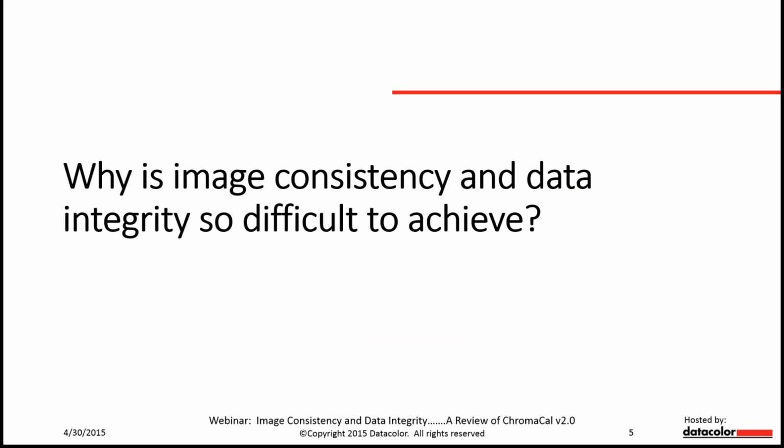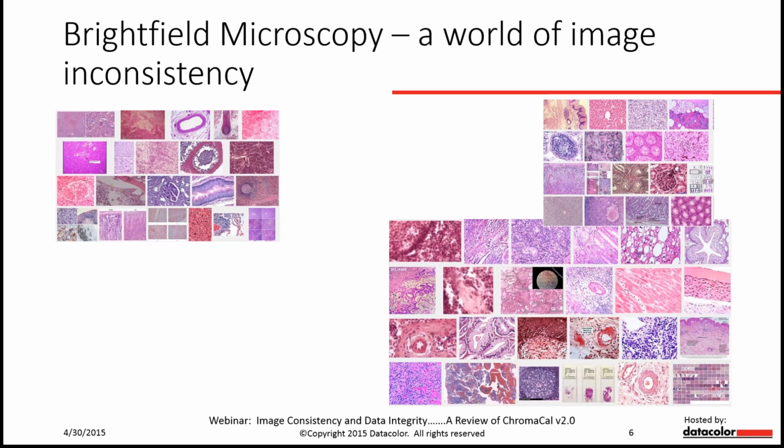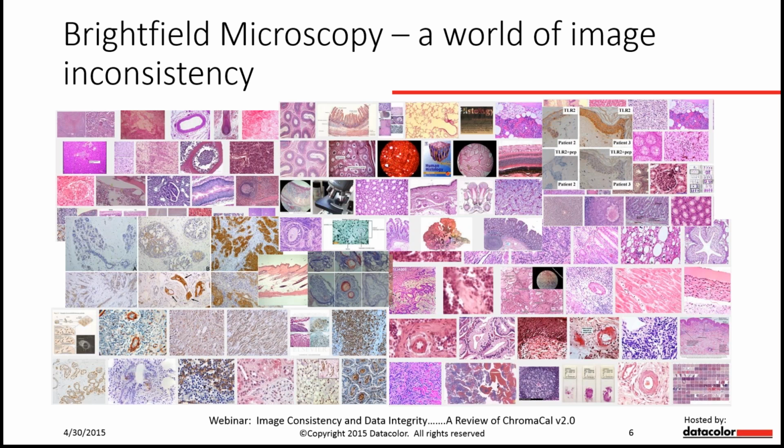So why are image consistency and data integrity so hard to achieve? That's a really good question. We first need to recognize that the world of bright field microscopy is full of imaging inconsistencies. Shown here are just a couple of examples from books and papers, presentations, and websites. Jerry, what's your experience? In my own experience, this is so true to see these images the way that they appear here. They're all over the board in terms of white balancing, contrast, and in color inconsistency.